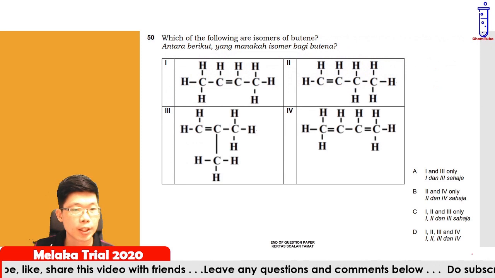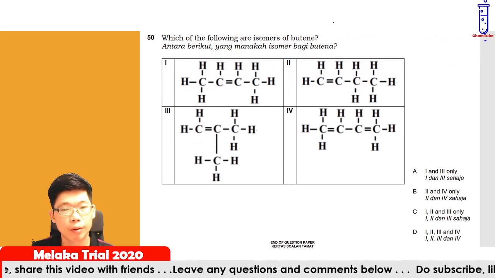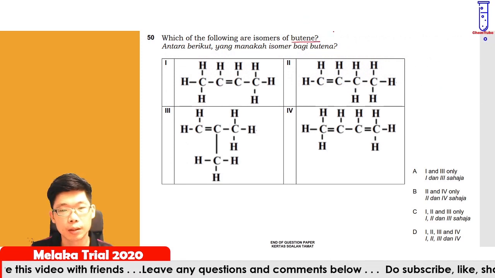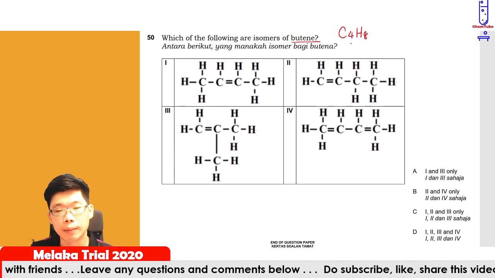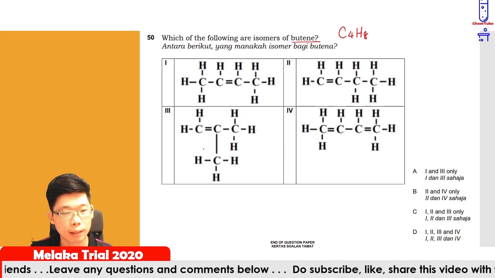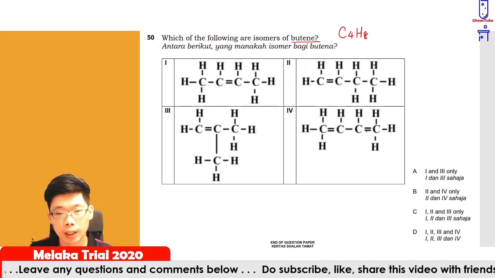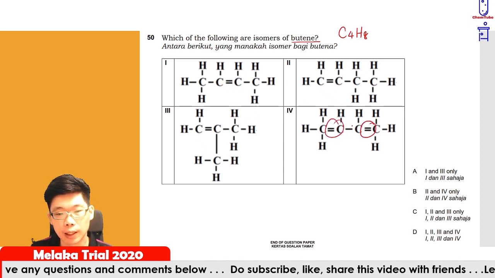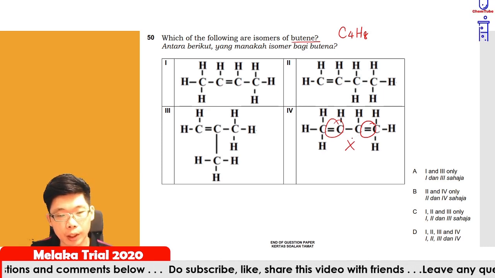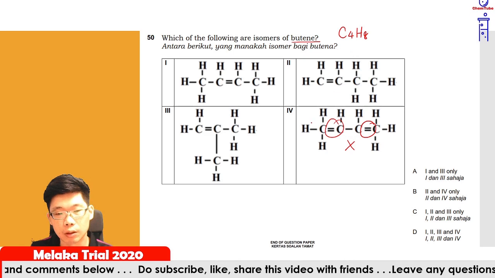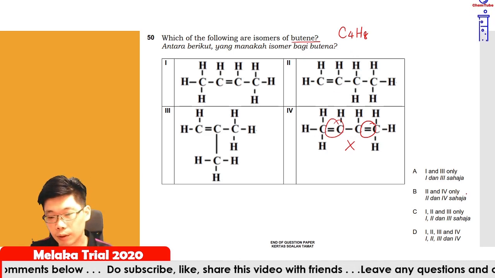Okay, last question. Which of the following is an isomer of butene? Butene is C4H8. It has a carbon-carbon double bond. Let's check. Carbon-carbon double bond. Okay. So this one is definitely out already. It has only one carbon-carbon double bond for butene. So this one is totally out. Four is out.